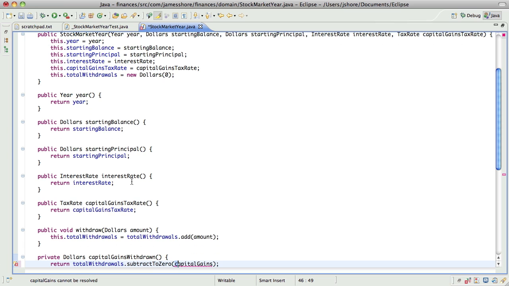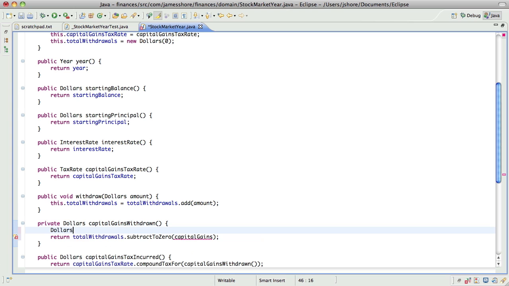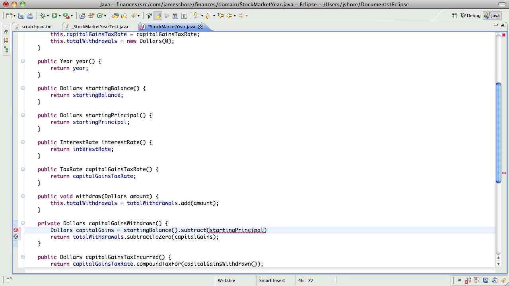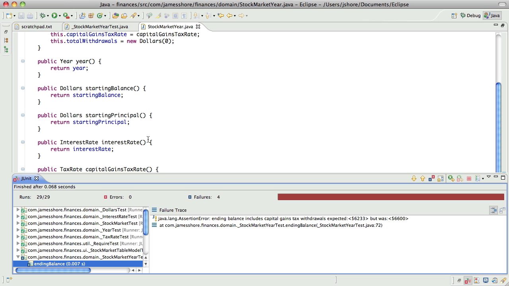So capital gain should equal starting balance minus starting principal. And I want to rename subtract to minus. But for whatever reason, that's not giving us the answer I'm expecting.